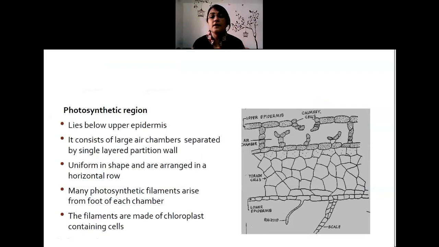Followed by that, the next region is the photosynthetic region, which lies below the upper epidermis. It is also called the assimilatory region. It consists of large air chambers, which are separated by single-layered partition walls, and usually the cells are uniform in shape, arranged in a horizontal row. Many photosynthetic or assimilatory filaments, which are rich in chloroplasts, arise from the base of this region, branched or unbranched, and form the main assimilating portion of the thallus.